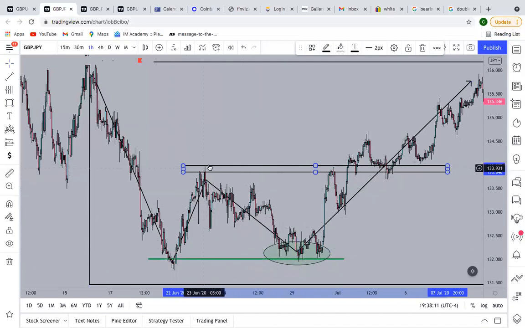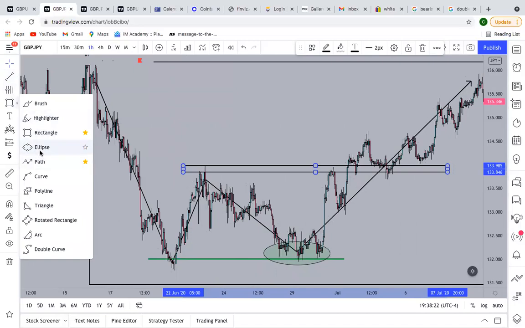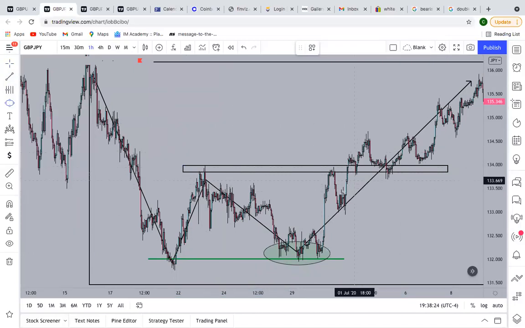Okay, so I have the supply zone marked in here, and all I'm going to want to see is a break and a retest of this zone to say that price is now going to continue that move to the upside. So right over here to the right, we can see the first break that price attempted to make.